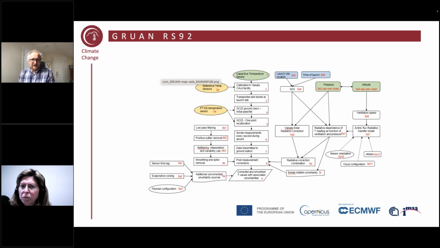and it can include things like payload configuration. So a single RS92 radiosonde flown below the balloon will potentially have a different set of uncertainties to exactly the same radiosonde hosted on a rig with multiple other radiosondes or other instruments. So there's a whole host of things that need to be understood and quantified. These are not simple measurements to make or to post-process in a way that enables that metrologically traceable uncertainty quantification.